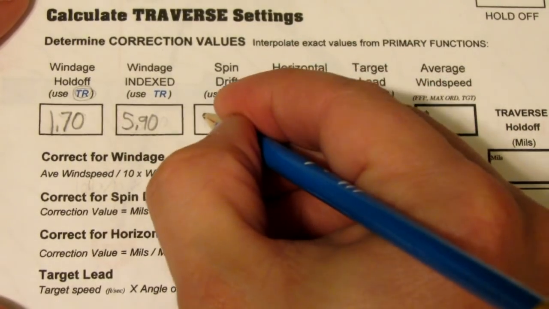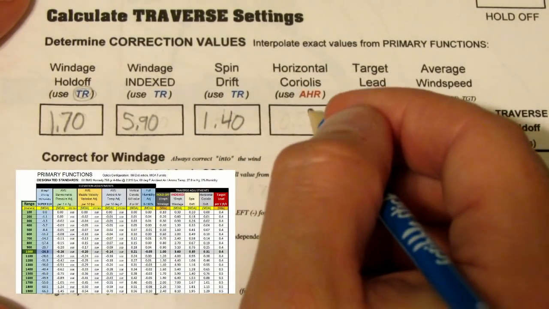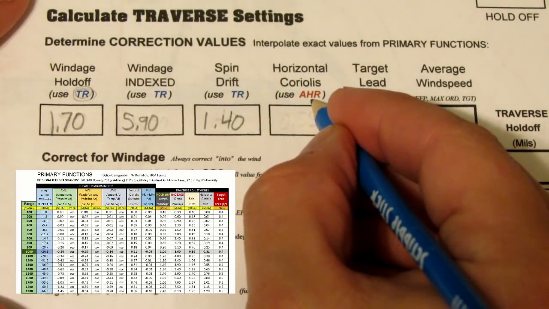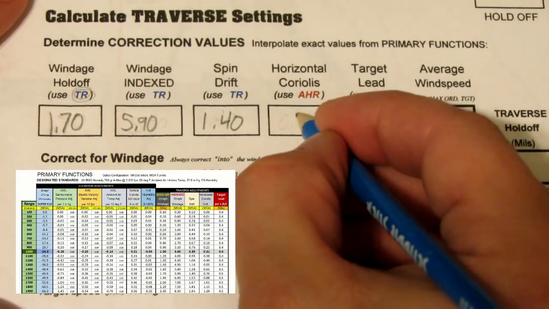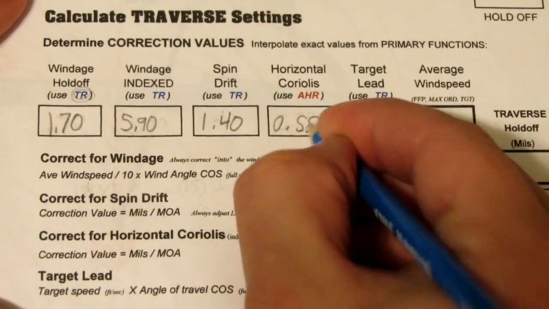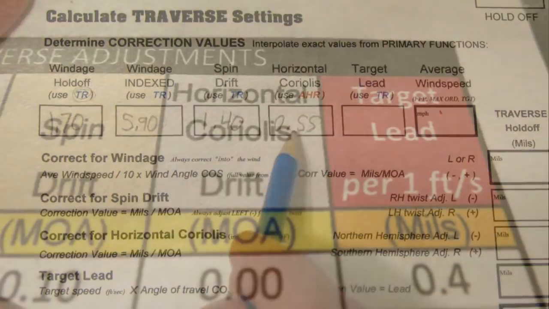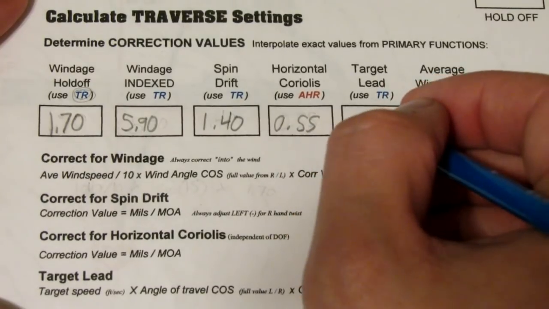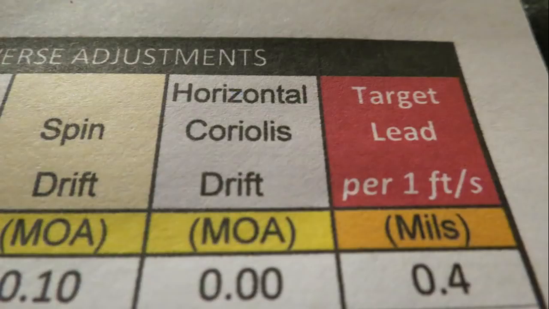Our spin drift is going to be constant. That's going to be 1.40. That's also based on true range because that's an atmospherically derived correction. Our horizontal Coriolis is actually based on actual horizontal range because that's a spatial correction based on the spin of the Earth again. So our horizontal Coriolis is going to be 0.55 minutes of angle at 1,300 meters, 1,299 for actual horizontal range. Okay, and then if we have a target moving every 1 feet per second that it's moving in speed, you're going to have to lead at this distance half a mil.